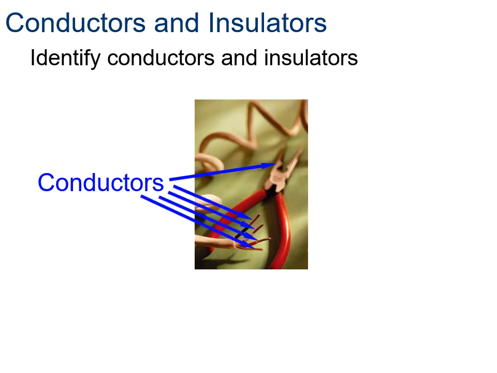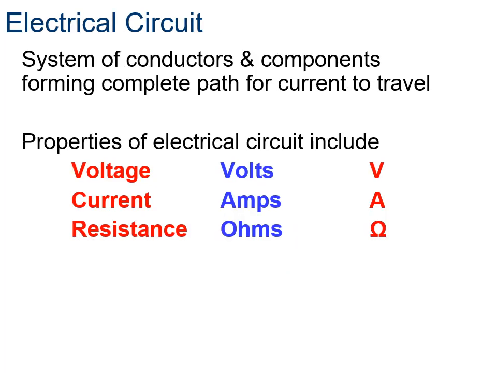Okay. Again, metals are the best conductors. Insulators, in this case plastic, is what we usually use for insulation on electrical wires. An electric circuit is a system where we have some conductors and components that form a path for electrons to run through, for electrons to flow.